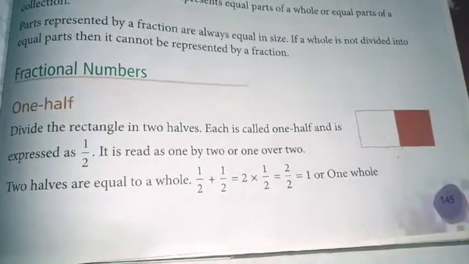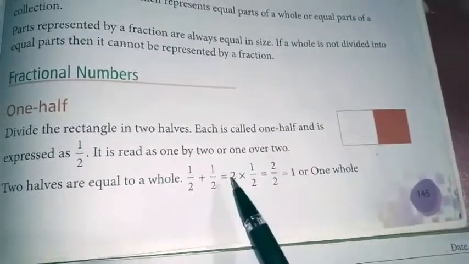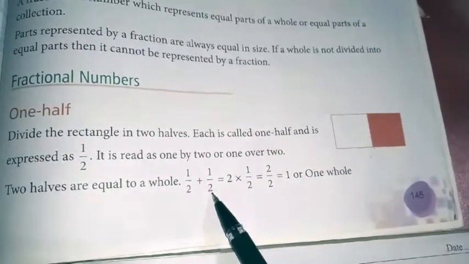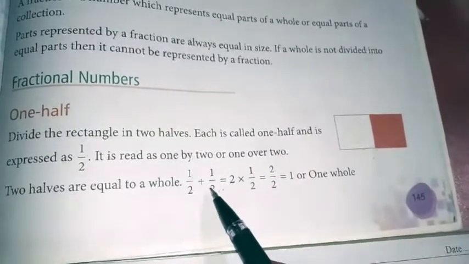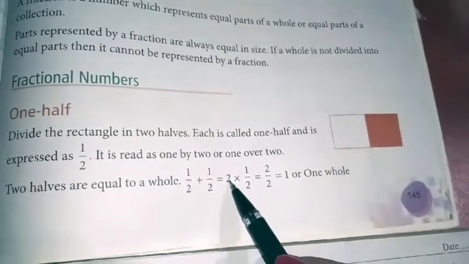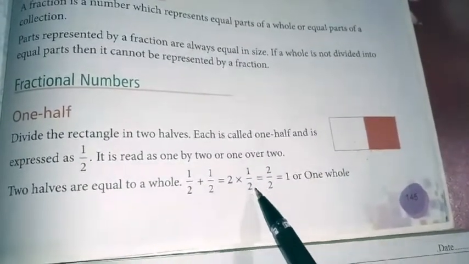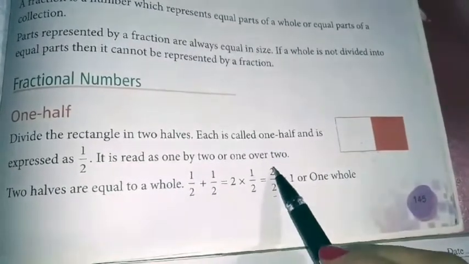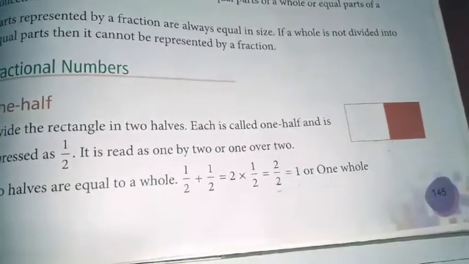Now two halves are equal to a whole. How is it equal? You see 1 by 2 for this part of the fraction, and then for the other part 1 by 2. Both the fractions you add, it will be 2 into 1 by 2. Why 2? Two 1 by 2s are there, so you write 2. And you multiply it with 1 by 2. You get 2 by 2. 2 ones are 2 and down you write 2. When you cancel, you will get 1.